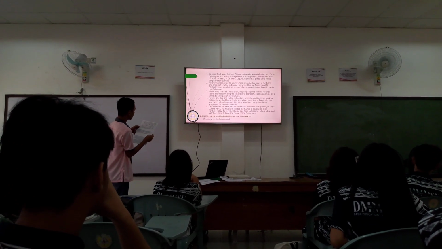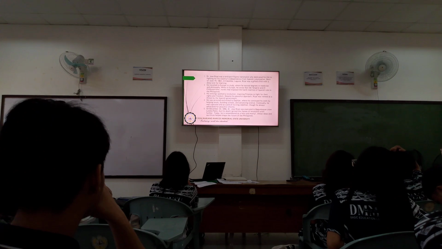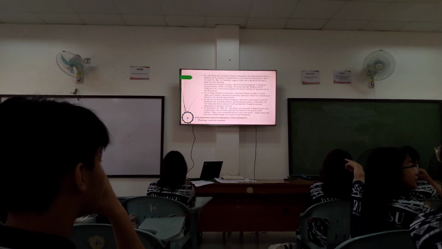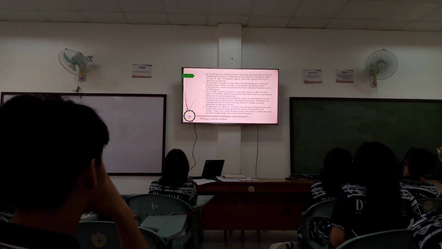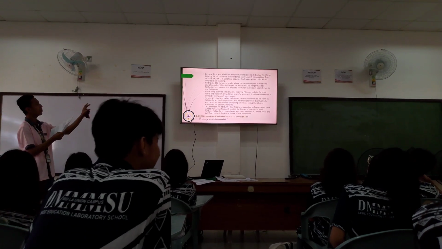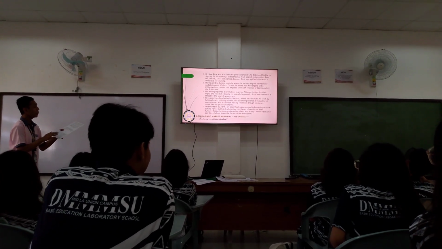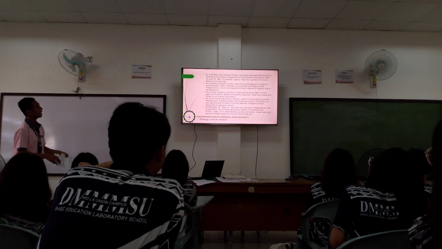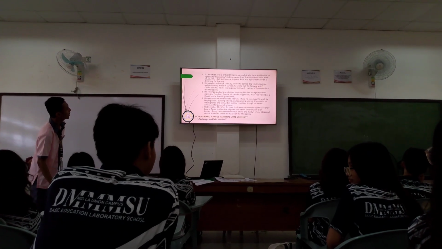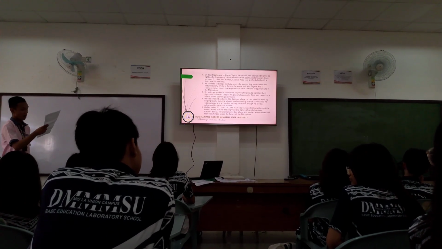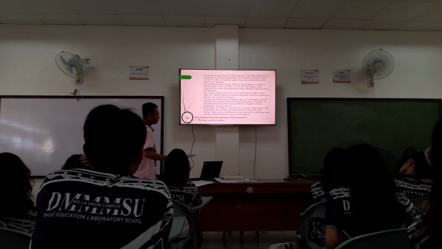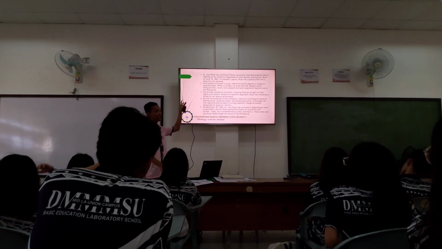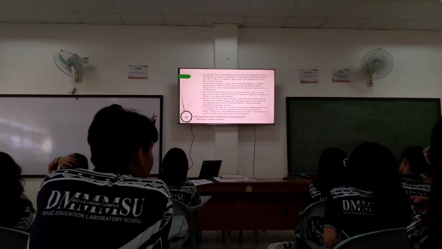Countries' independence from Spanish colonization. And for the second scenario, he traveled to Europe to study, and the third is his writings sparked a revolution. Number four, he was arrested and exiled to Dapitan. And lastly, on December 30, 1896. Okay? So that is the correct arrangement of the story that I have here.